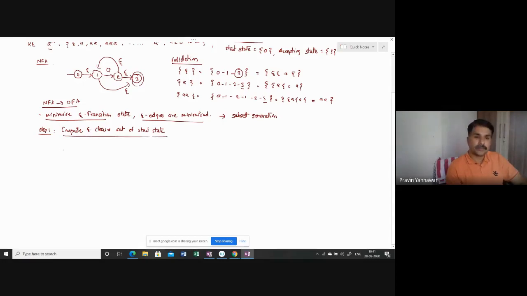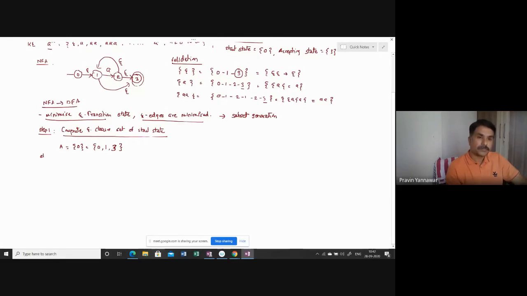So we have to compute the closure set of 0. Closure set of 0 contains 0, and 0 to 1, since 1 is reachable with epsilon input, and from 1, 3 is reachable with epsilon input. So my set is 0, 1, and 3. These three states are there, so I am going to refer to this as set A. I don't have this set earlier with me, so it is 0, 1, and 3. So this is A.